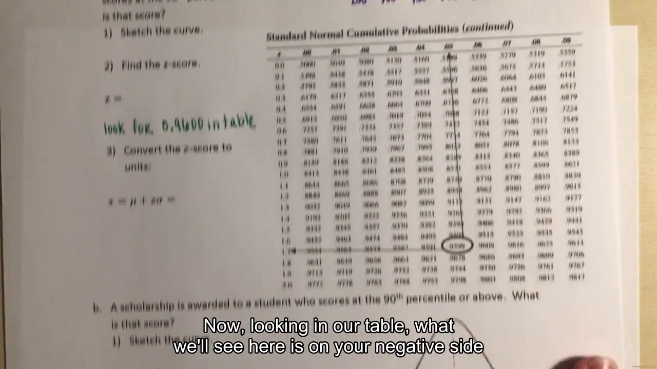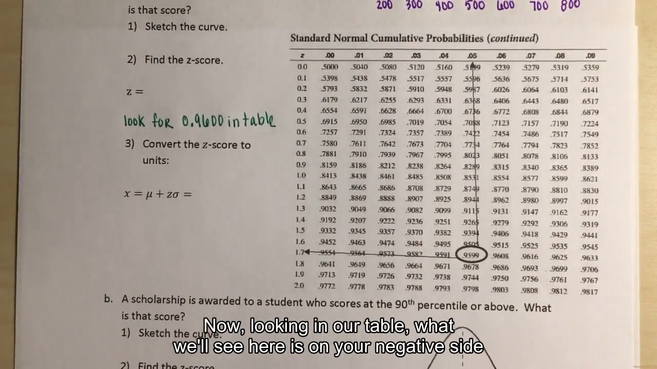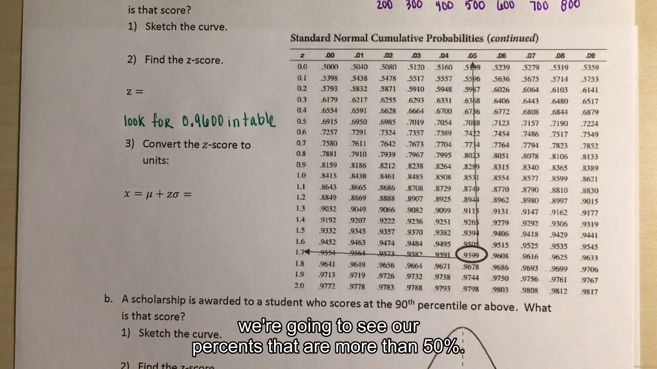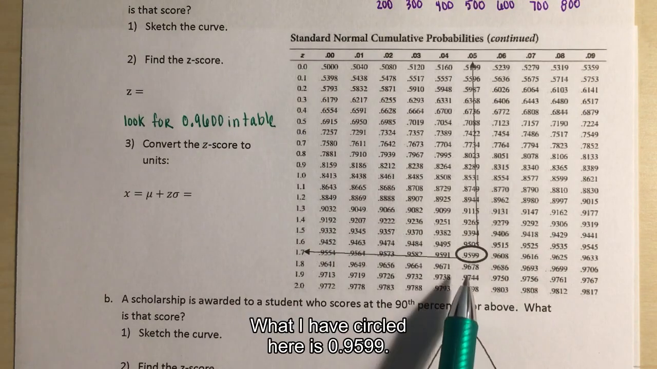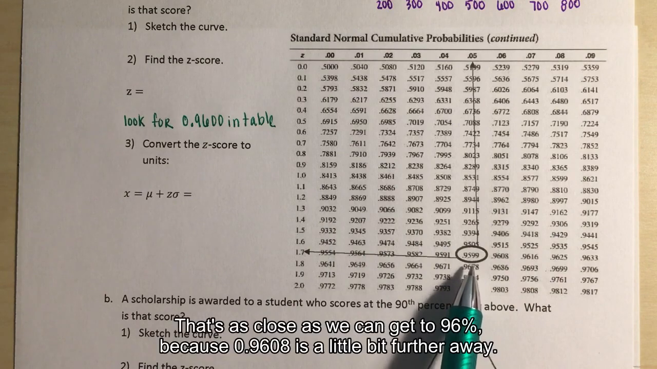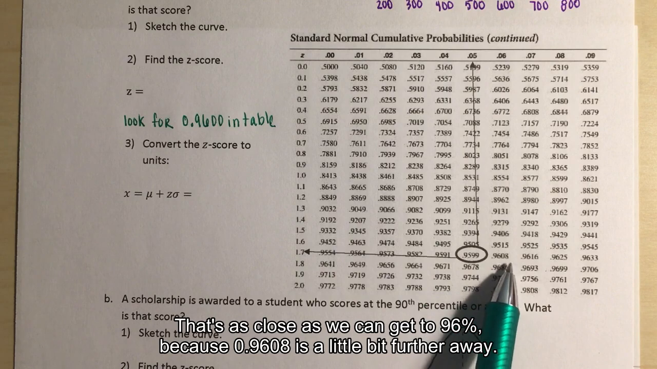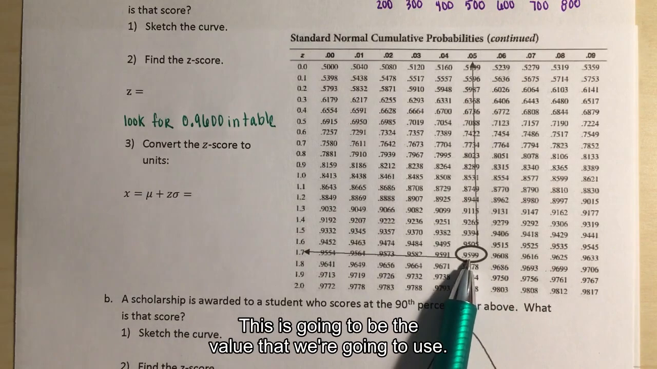Looking in our table, on the negative side you're going to see percents that are less than 50%, and on the positive side we're going to see percents that are more than 50%. This is the positive side of our standard normal probability table. What I have circled here is 0.9599. That's as close as we can get to 96%, because 0.9608 is a little bit further away. So this is the value that we're going to use.